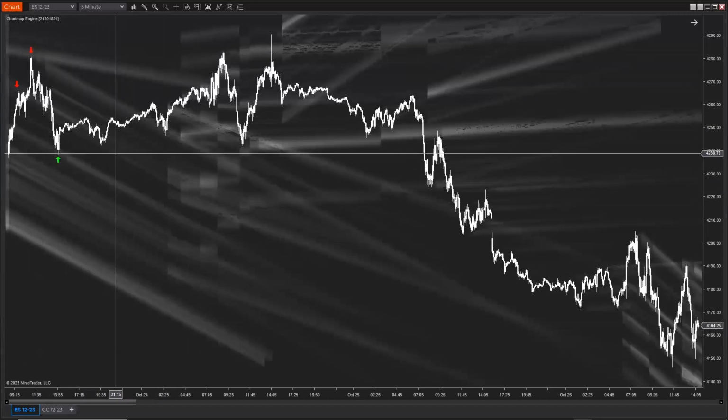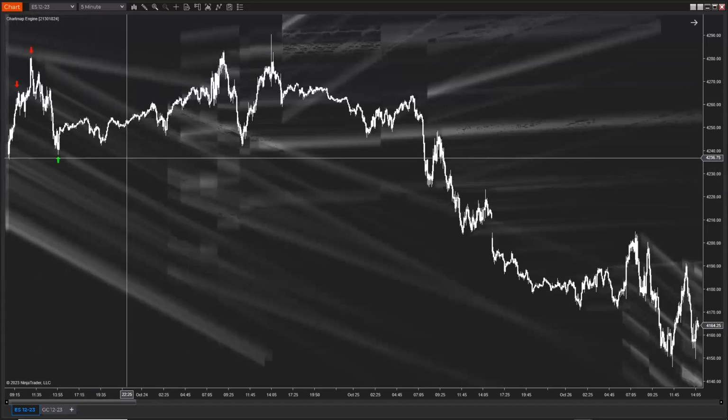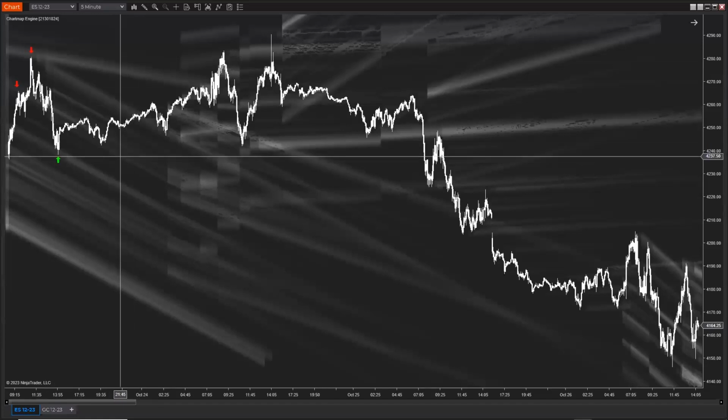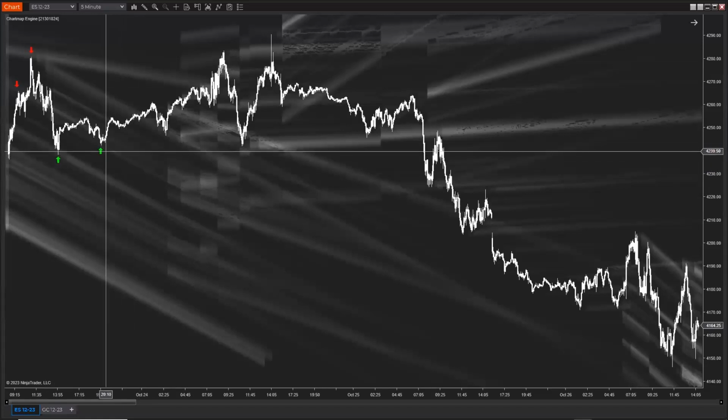I know some of these levels might be hard to see. It's all gradient based, so depending on the strength of the level, that dictates how bright the level is. I apologize for that. When they're on your charts, when you can try this for free, there'll be no mistake. But I'm just going to point out what I can see very clearly.